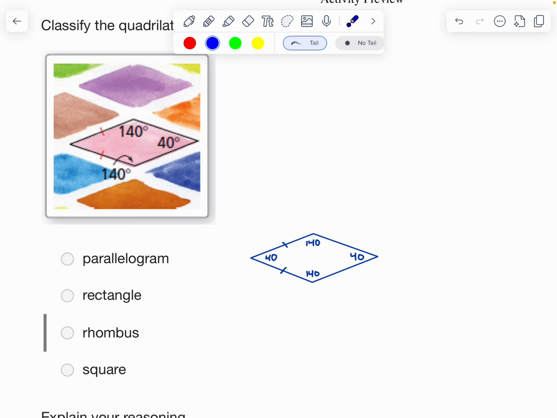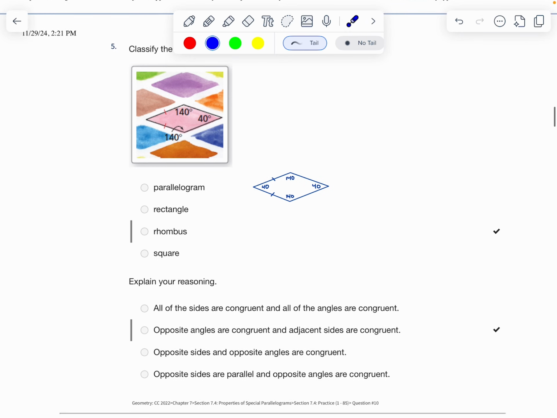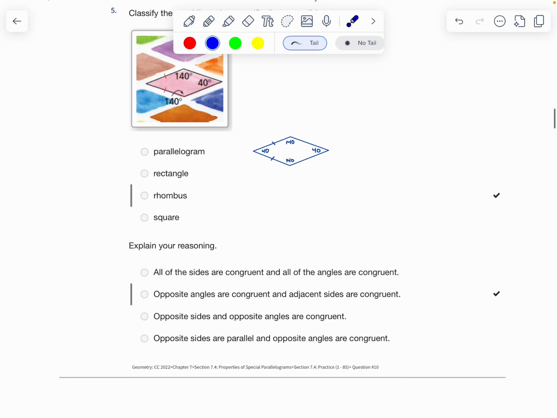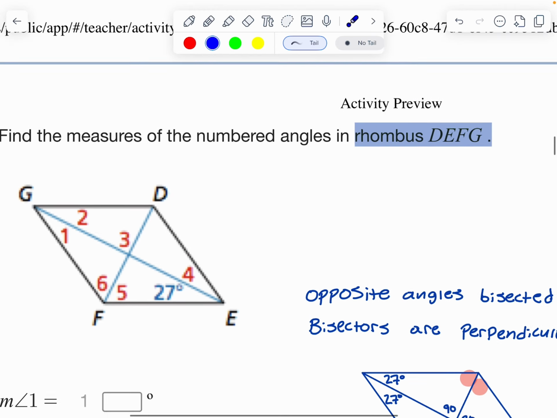That is a tough one because you have to know, okay, opposite sides are congruent, opposite angles are congruent. That's a parallelogram. But what else do I know about parallelograms? Opposite sides are congruent. So all the sides are the same. That's a tougher one. Opposite angles are congruent and adjacent sides are congruent. That would just mean that all adjacent sides are congruent. Okay. This one I know we're going to struggle with a little bit.